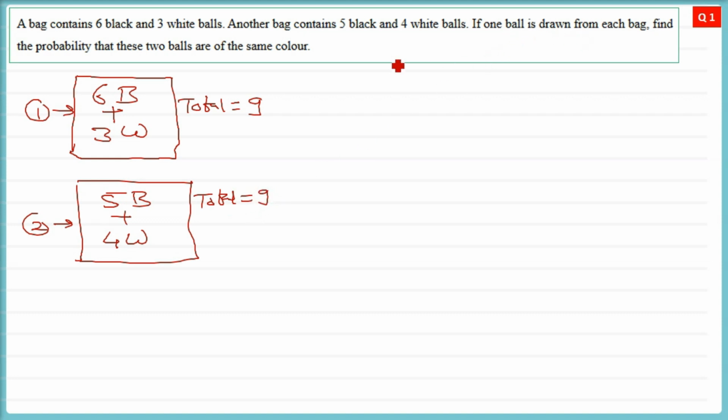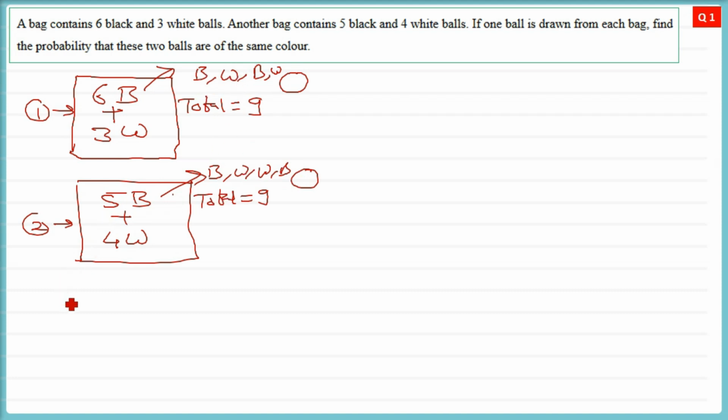Now if one ball is drawn from each bag, these bags are independent. So whatever you draw from one has no relationship with the other one, and similarly for the second one also. So the first one black, second black. First one white, second one white. First one black, second one white, and first one white, second black. So these are all possibilities that can come.